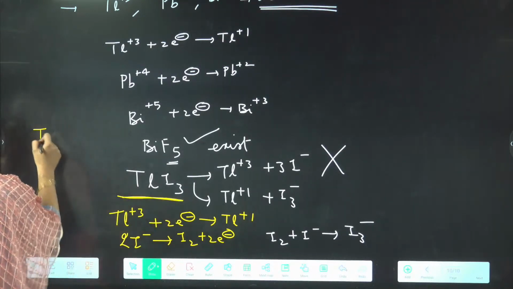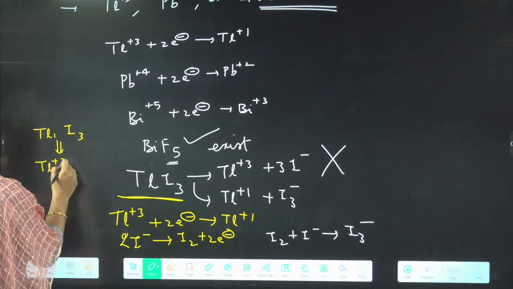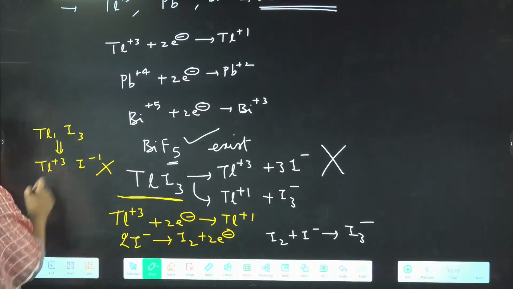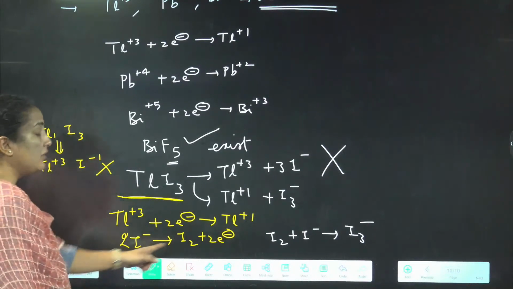See, the thing is, you don't think of TlI3 as Tl plus 3 and I minus 1. Like this, it will not exist. I told you, Tl plus 3 wants to go to Tl plus 1. So what it will do is basically oxidize this I minus. That's what is being done.